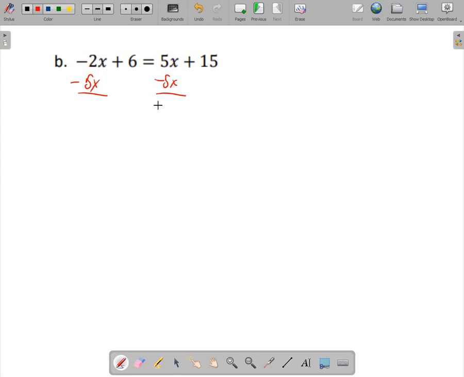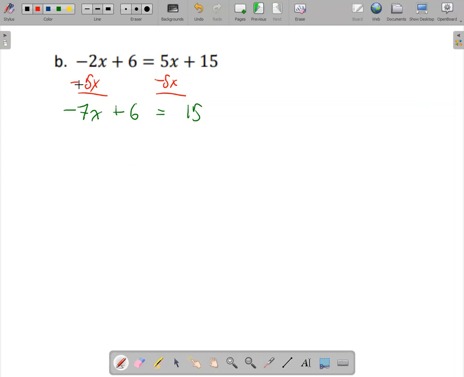So 5x minus 5x is a 0. 0 plus 15 is still 15. So I just get 15 on the right. On the left, I lost 2 x's, then I lost 5 x's. Altogether, I think I have a loss of 7 x's. And the plus 6 is just hanging out.